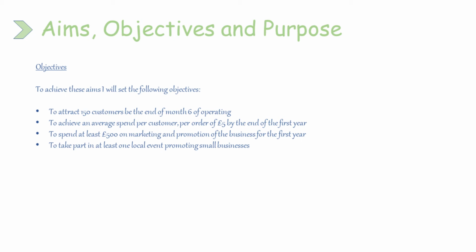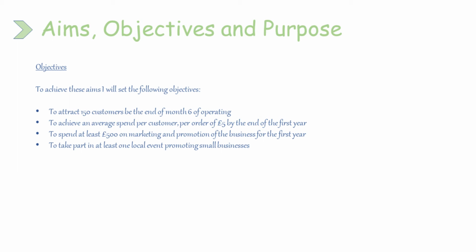So you can see, I've said straight away, to achieve the aims that I've set, I'm going to set the following objectives. So to attract 150 customers by the end of month 6 of operating. So I want 150 customers by the end of month 6. To achieve an average spend per customer per order of £5 by the end of the first year. To spend at least £500 on marketing and promotion of the business for the first year. And to take part in at least one local event promoting small businesses.